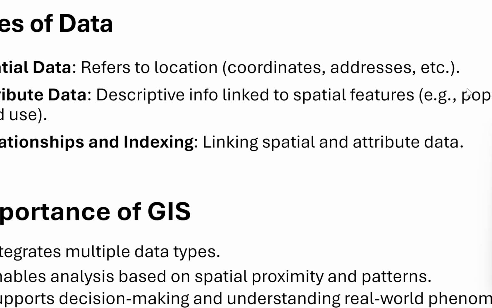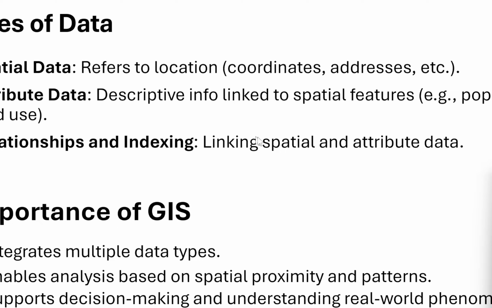Let's see. What type of data do we have in GIS? So we have spatial data. That refers to location. Any coordinate or address is called spatial data. So spatial means location. Attribute data is the info of the spatial feature that we have for this particular location. For each location we will have some descriptive information, like population or land use. That is called attribute data.